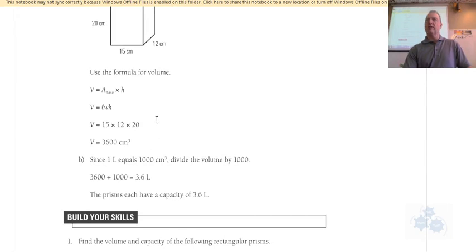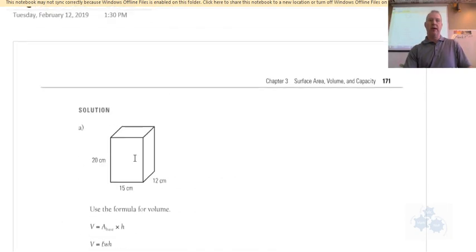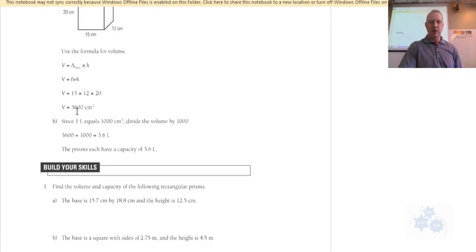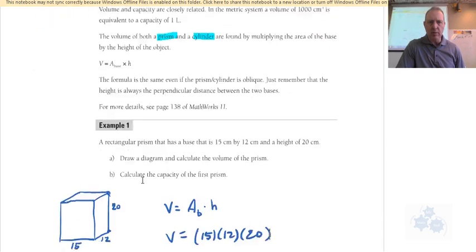Now, because volume and capacity are very, very similar, look at this question here. Calculate the capacity of the first prism. If this was a cardboard box with the same dimensions, the capacity would be the same. Since 1 liter, actually, does it say in liters? Maybe I missed that part.